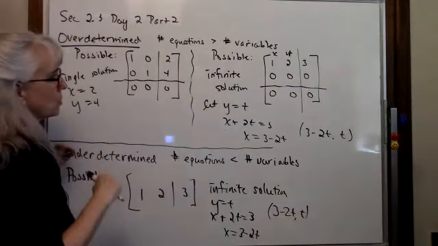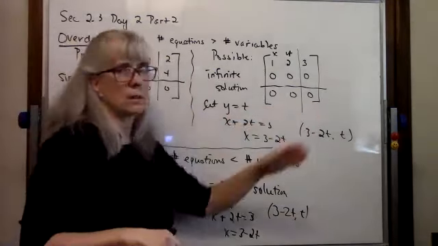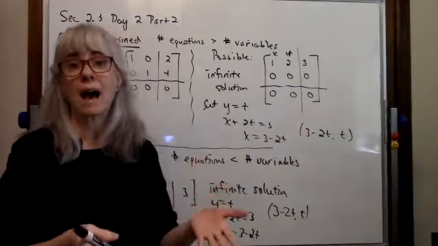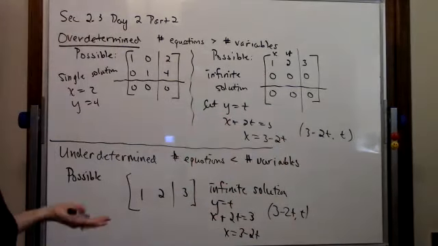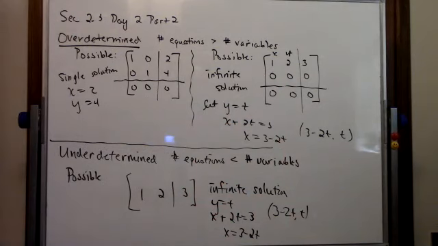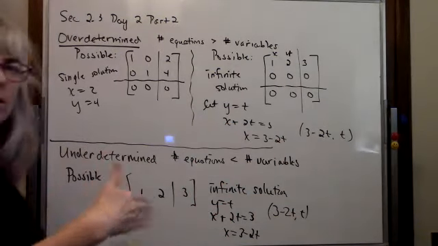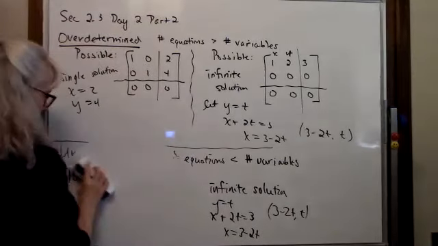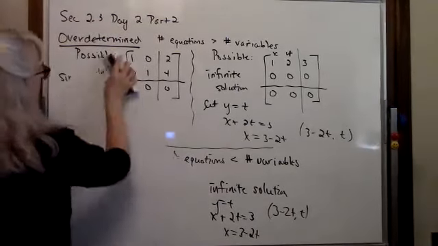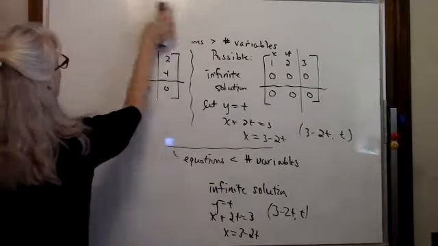Now, anytime you have a row of zeros equal to a constant, it's a no solution. So anytime that occurs, you know it's a no solution. So those are our overdetermined and our underdetermined cases. Let's do some examples and show you how they pop out as we're solving some systems. So that's kind of like the background information. Let's go solve 2 more.